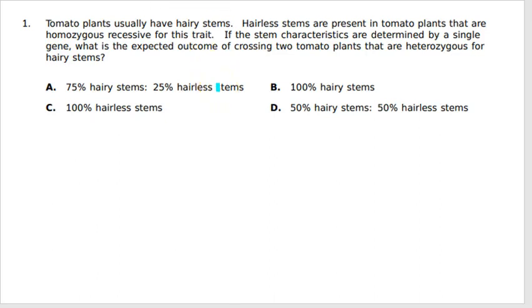Okay, let's review number 1 from CBA 4. Tomato plants usually have hairy stems. Hairless stems are present in tomato plants that are homozygous for this trait. If the stem characteristics are determined by a single gene, what is the expected outcome of crossing 2 tomato plants that are heterozygous for hairy stems?